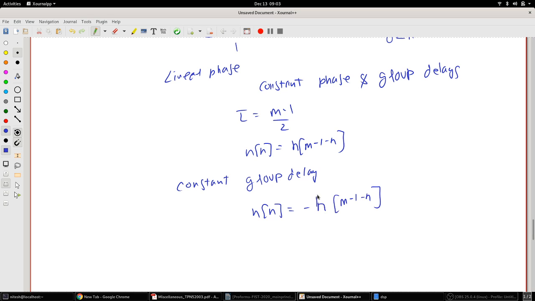Okay, so this is also called anti-symmetric. This is called a symmetric arrangement or symmetric filter. Okay, so there are two types of filters: symmetric FIR filter and anti-symmetric FIR filter. For a symmetric FIR filter, the phase delay and the group delay will be constant. Okay, if you need only the group delay to be constant, then h of n should be equal to minus h of m minus 1 minus n. Clear?